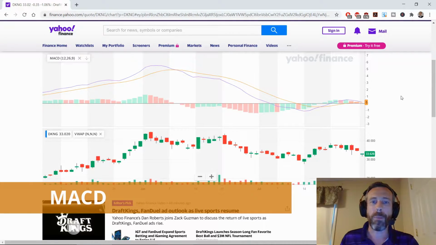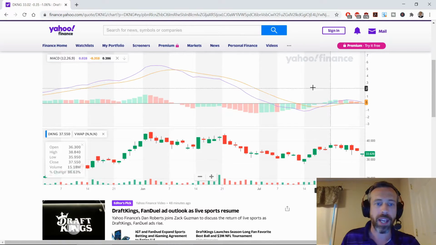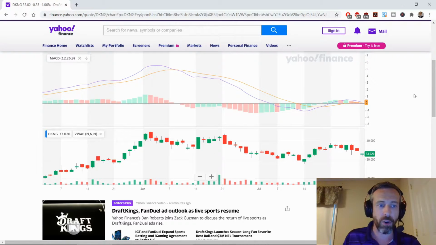All right, and now for MACD, one of the best indicators to use with RSI. It stands for Moving Average Convergence Divergence. What does it do? Well, RSI tells you the strength of the movement. MACD helps you predict the direction of the movement and when there's a momentum shift. So let's look at this one, for example. This again is for DraftKings.